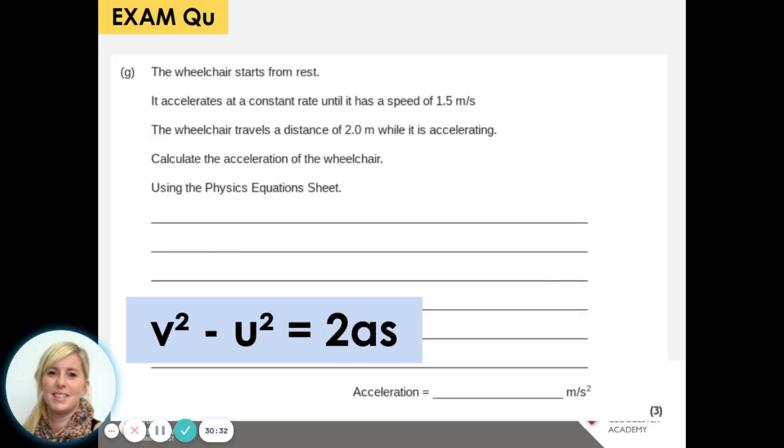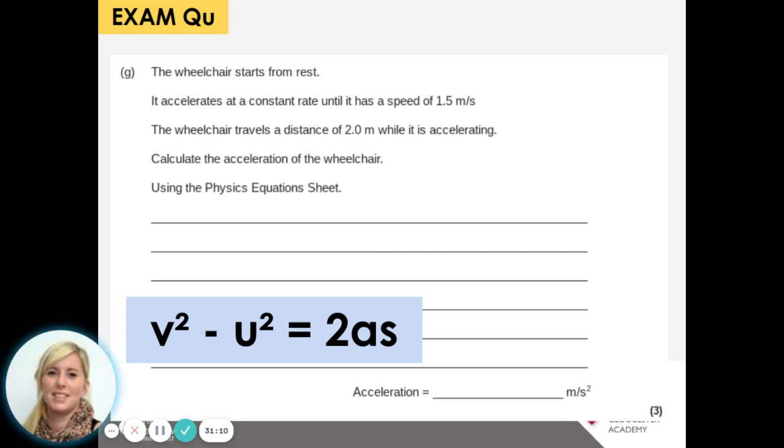So let's do an exam question then to apply this. We want to extract the information from the question. The wheelchair starts from rest, it accelerates at a constant rate. So remember, it started off as 0. So the initial velocity was 0. I'd put next to the question, u equals 0. Then it accelerates at a constant rate till it has a speed of 1.5 meters per second. So I'd be writing next to that v, because that's its final velocity.